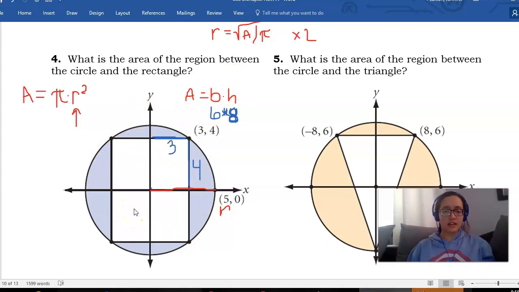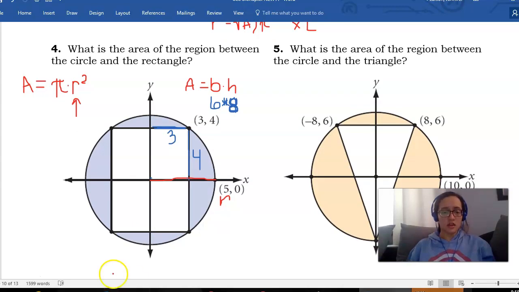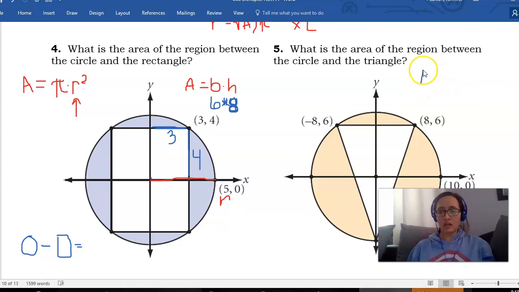And then to get the final answer, we're going to take the circle answer and we're going to subtract the square answer. So I'm going to try to write circle answer minus rectangle answer will give us the area that we're looking for. And question 5 is very similar, but we're using a triangle instead of a rectangle.